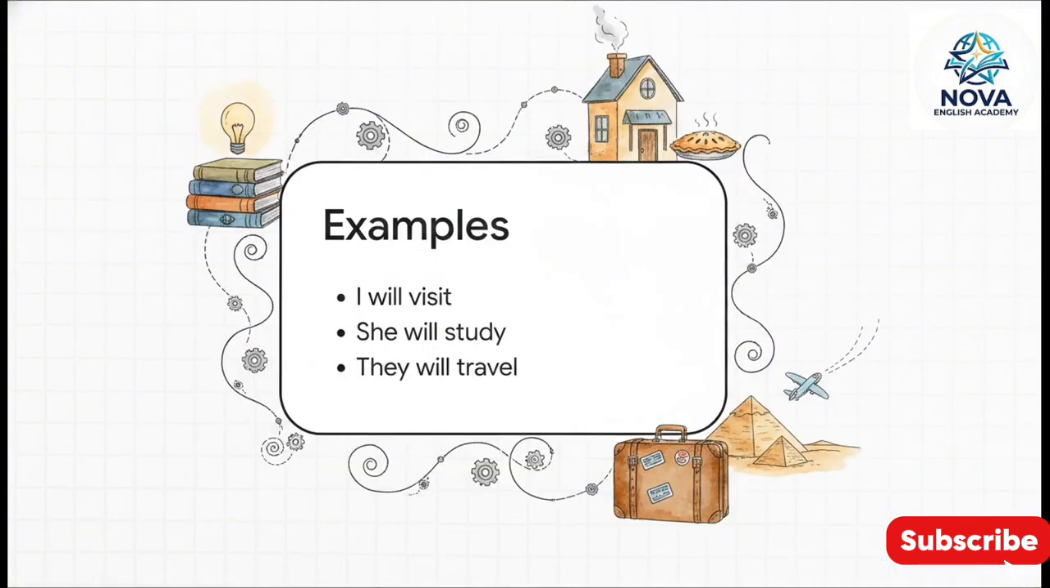Now, what's genuinely cool here is how cleanly that formula applies to real-life plans. Take a sentence like, I will visit my grandparents next weekend. You've got your subject, I. You throw in will, add the base verb, visit, and cap it off with the rest of the sentence. It works exactly the same way whether you're saying, she will study English tonight, or they will travel to Egypt next month, or even offering a hand with, we will help you with your homework. The structure is literally plug and play.